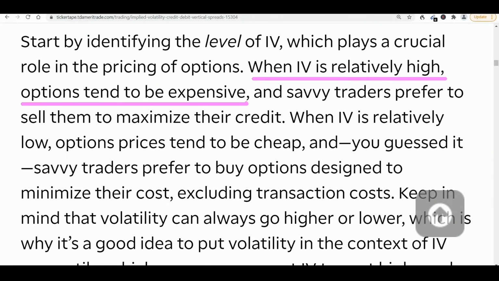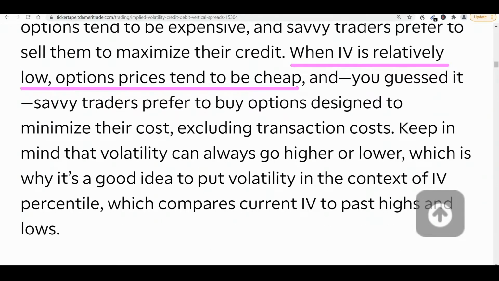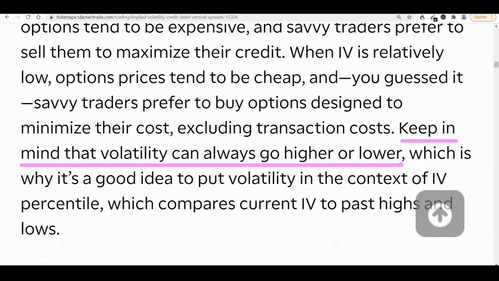When the IV is relatively high, options tend to be expensive. So if we sell those expensive options, that brings in a premium that we're collecting, hence the word credit. When IV is relatively low, option prices tend to be cheap, and sometimes this is a trap. The reason it's a trap is just because it's low doesn't mean it can't go lower. And for the flip side, just because it's high doesn't mean that it can't go higher.